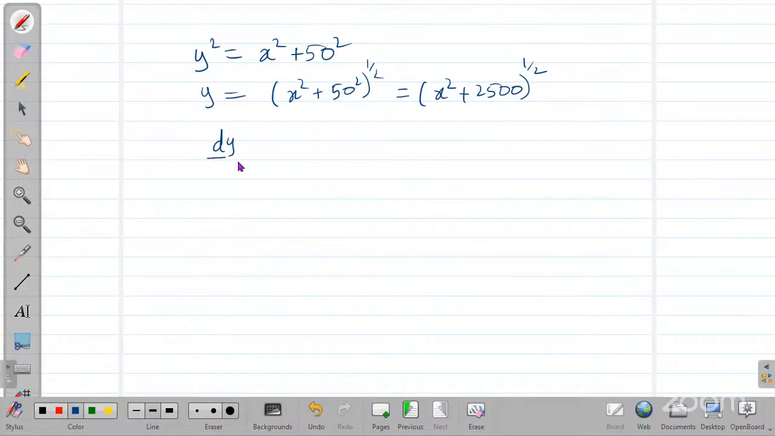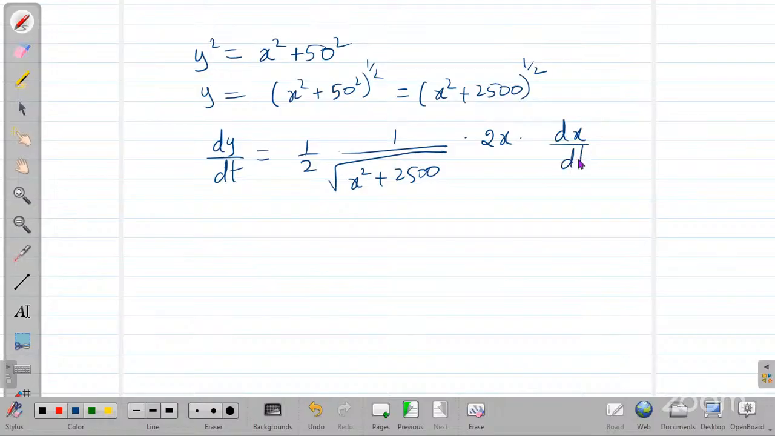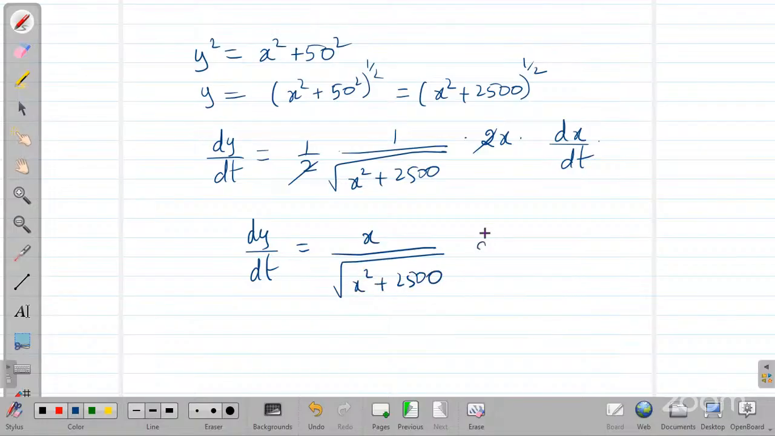I'll just do dy over dt. So this is equal to half, 1 over square root of x square plus 2500, times 2x, and differentiating x we will have dx over dt. Now 2 cancels. So dy over dt is equal to x over square root of x square plus 2500, times dx over dt.